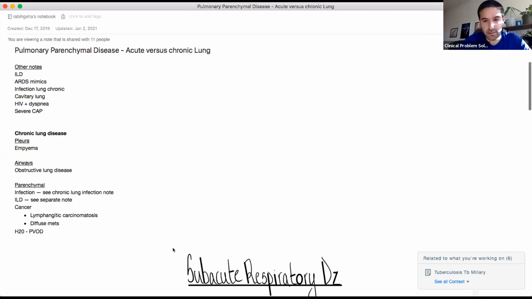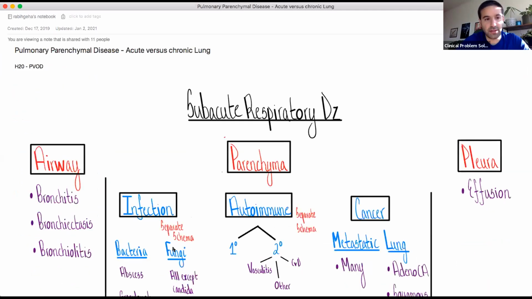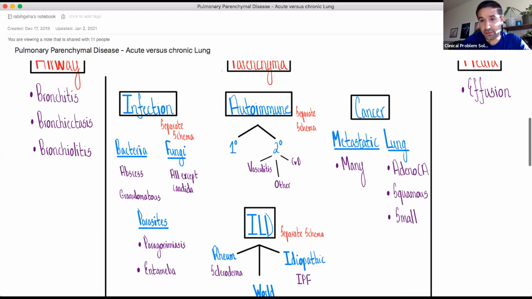And the clues were the radiographic pattern, which was reticular nodular. And we then got a little bit more clues, but let me show you what I'm talking about. So we were in this world, subacute respiratory disease. And the first step was to localize: are we in the airway, bronchiectasis or bronchiolitis, or are we in the pleura with an effusion? And we had some CT findings that localized to the parenchyma.